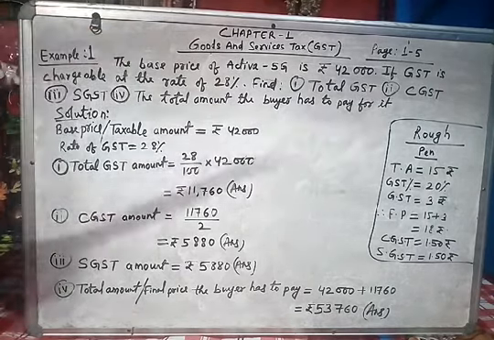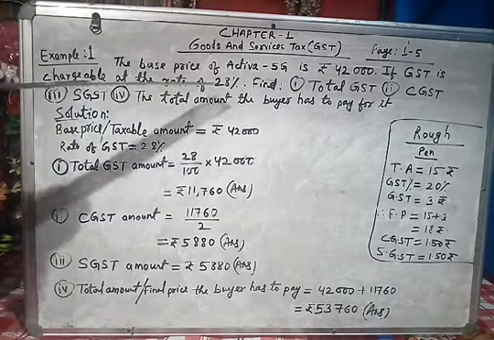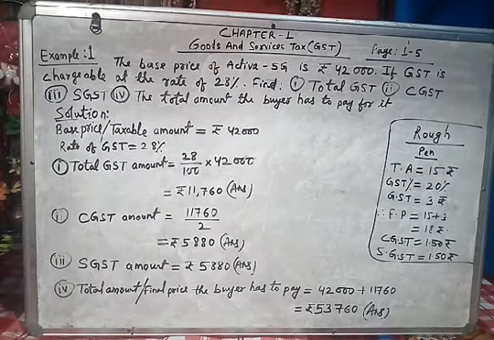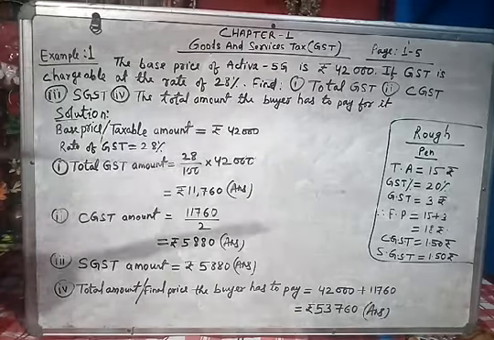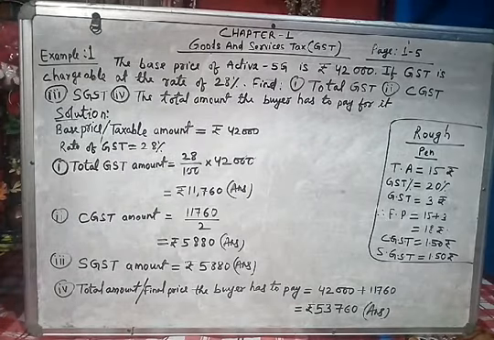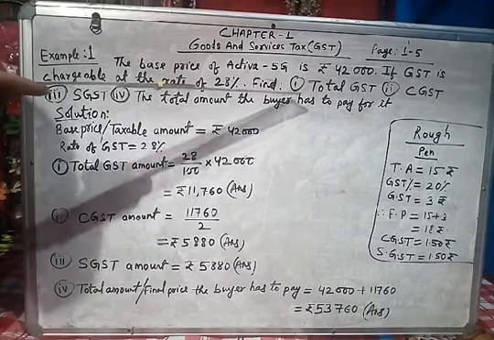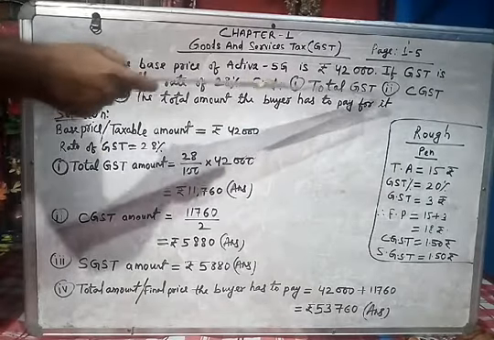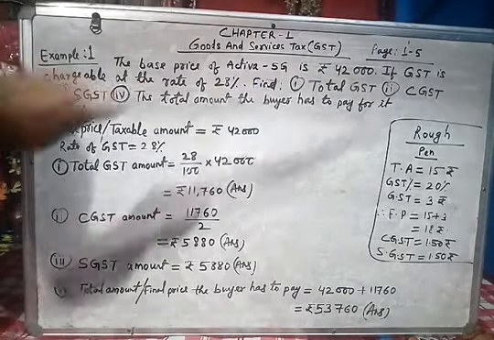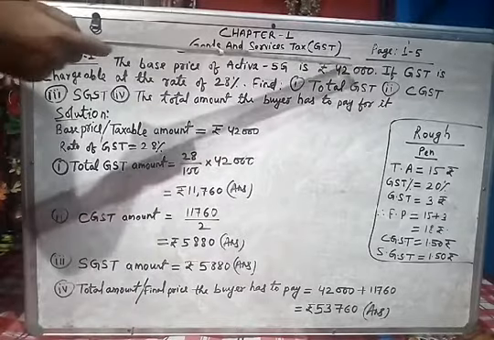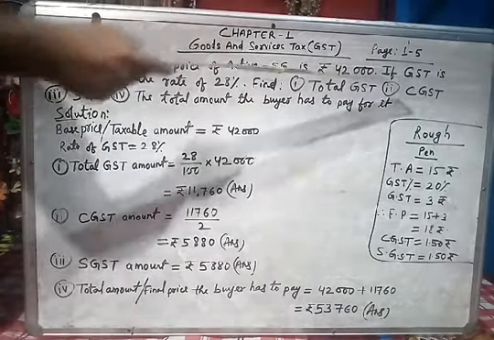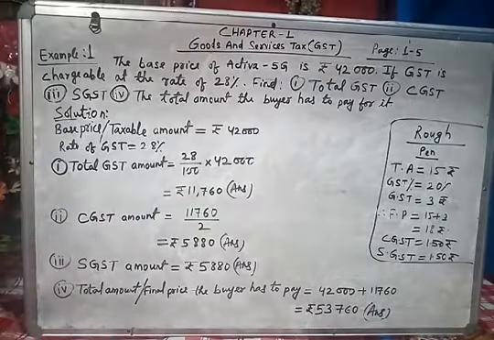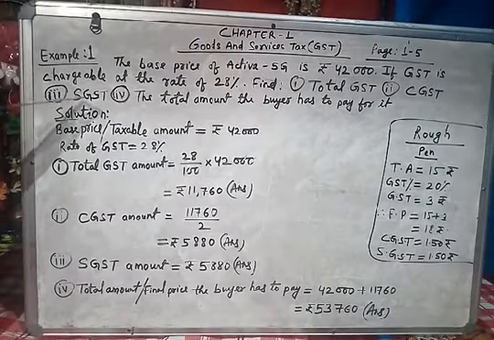Now if GST is chargeable at the rate of 28%, the important thing is that on 42,000 rupees, 28% GST will be charged. After that, what price comes is very important to know. Now find: number one, total GST, that means how much tax do we need to pay on 42,000 rupees. Number two, CGST, and number three, SGST.